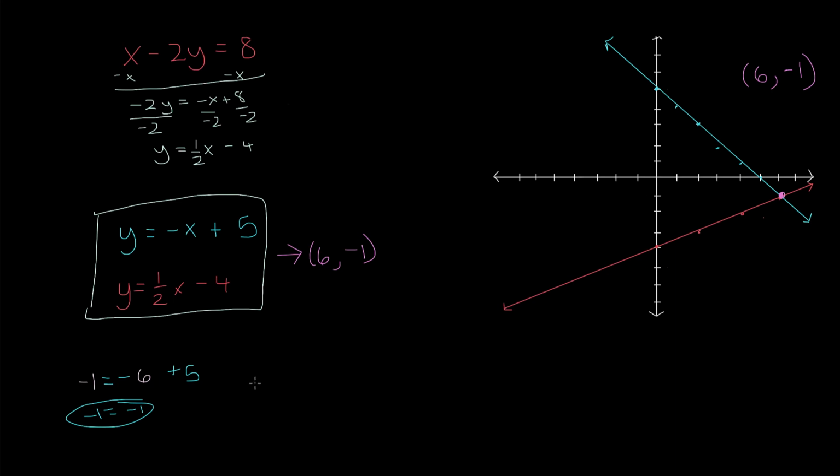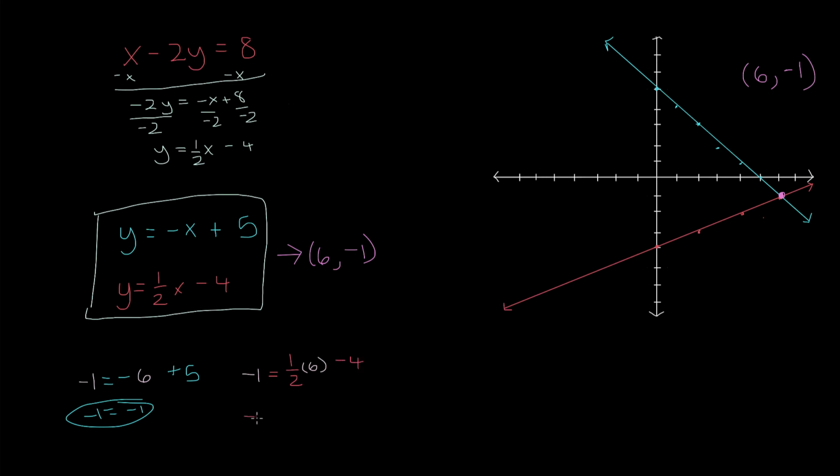Now for the next one, we have y, which is -1, equal to 1/2 times x, which we substitute 6 for, minus 4.